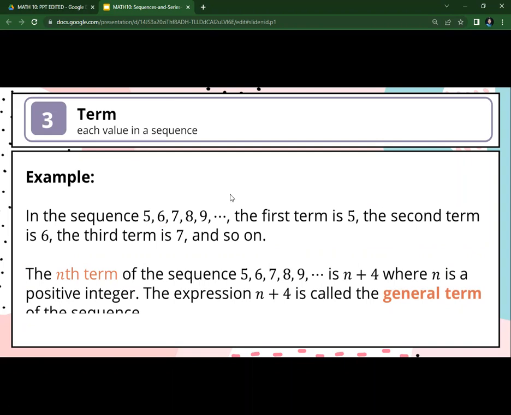And also a term can be a letter, which can be N, can be A, can be C, can be B, or any letters, okay?